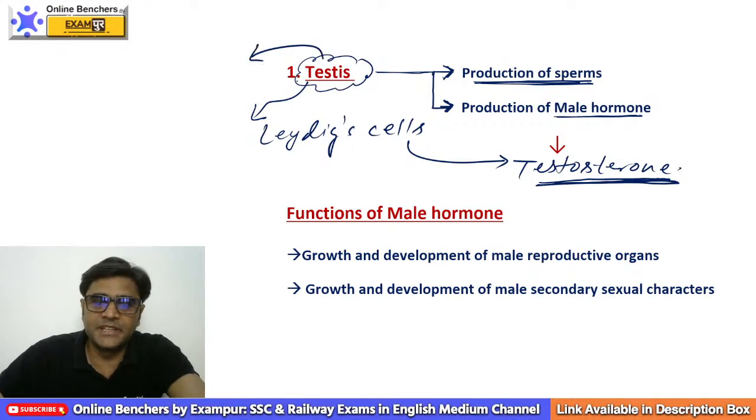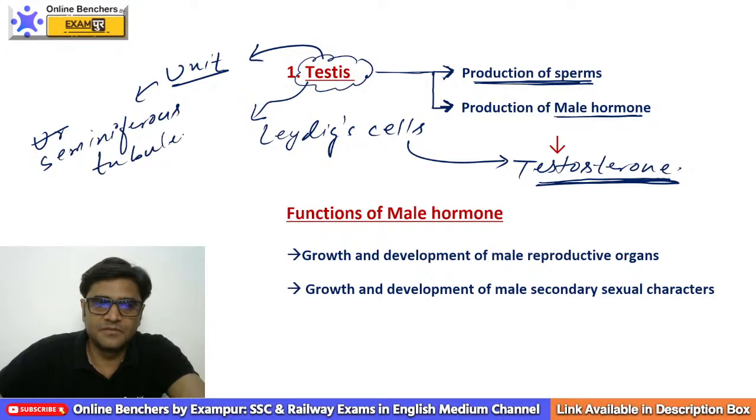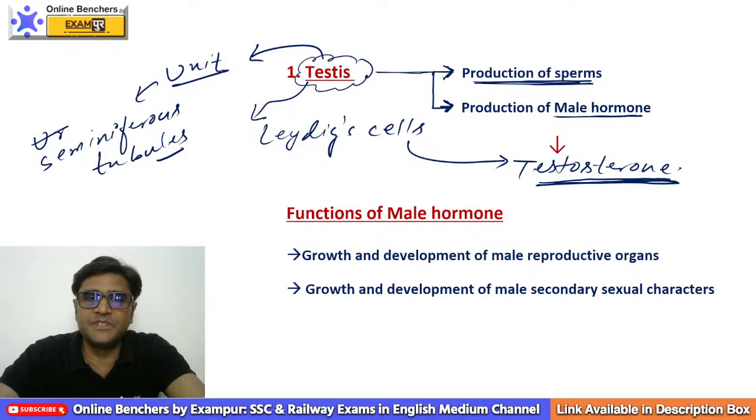Please also remember one more thing about testis. Testis is made up of small tube-like structures. So when we talk about what is the structural and functional unit of testis, your answer should be seminiferous tubules. Because testis is made up of small tube-like structures where production of sperms takes place, and these tube-like structures are known as seminiferous tubules. And what is uriniferous tubules? Uriniferous tubules, which are also known as nephrons, are the structural and functional unit of your kidney.